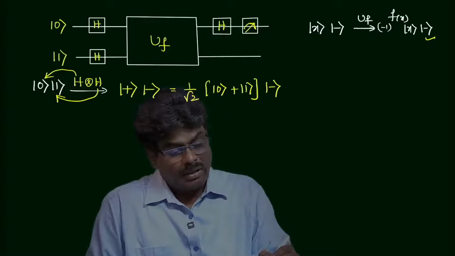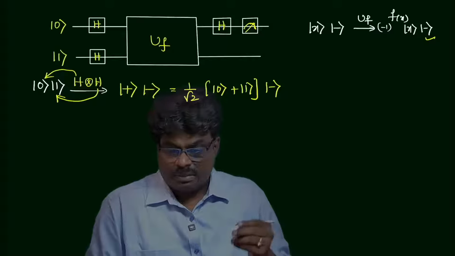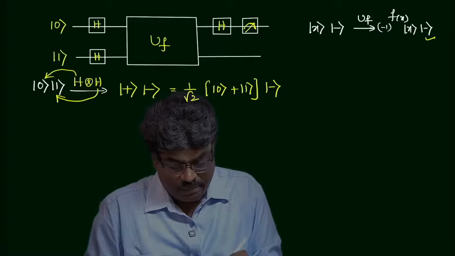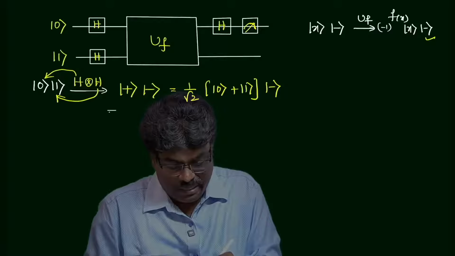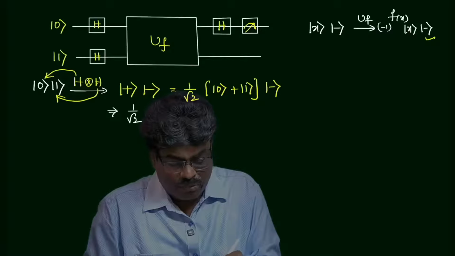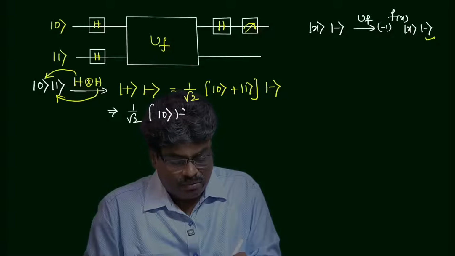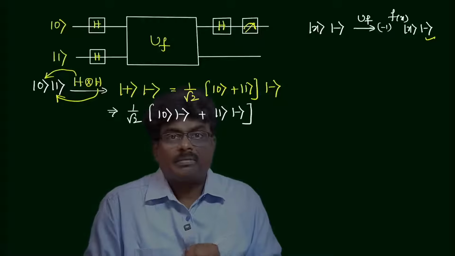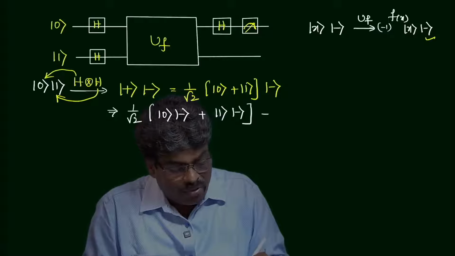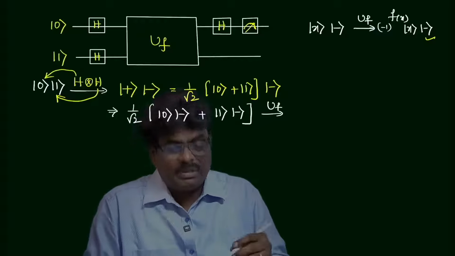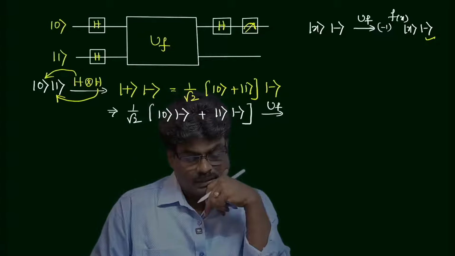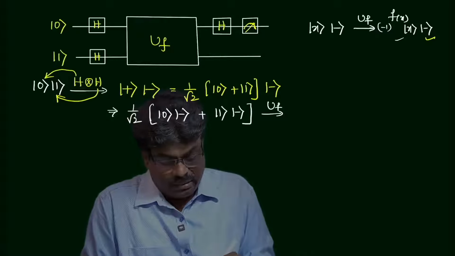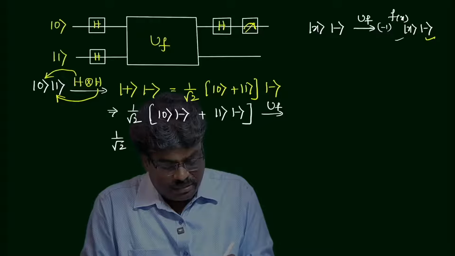Now we are going to operate this UF. Let me write this. This is finally 1 over root 2 times (0 minus plus 1 minus). Now under this UF operation, that means this unitary operation is executed, then what you will get, according to this formula: 1 over root 2 as it is.